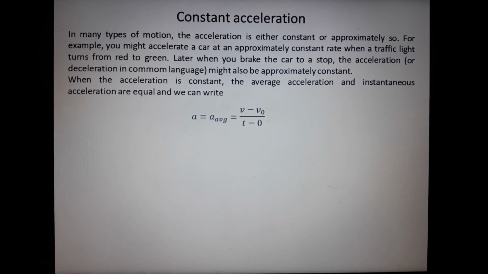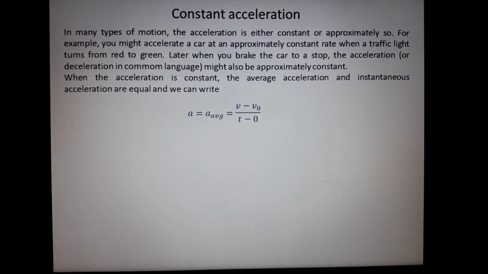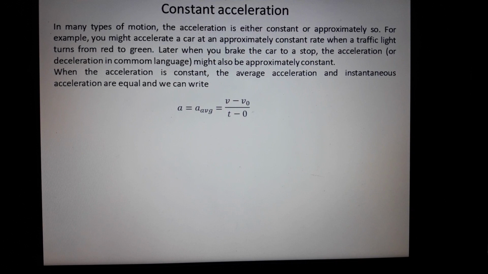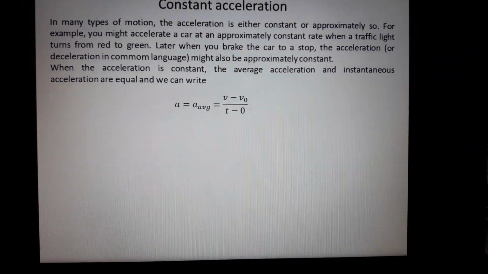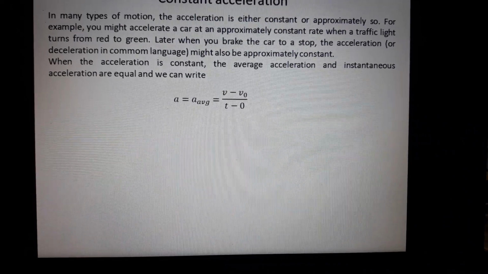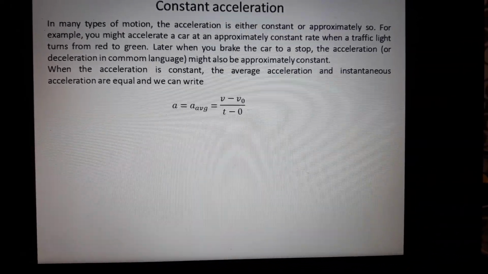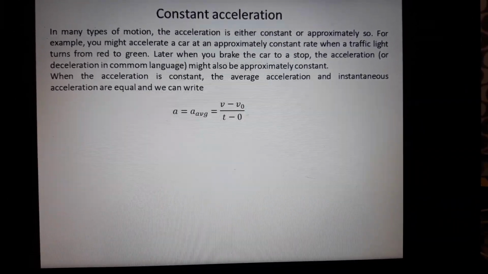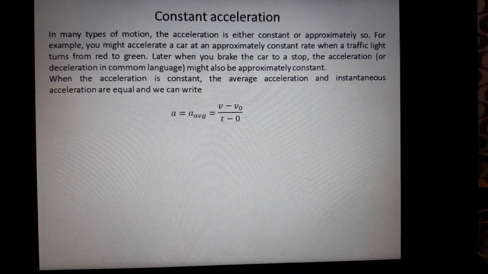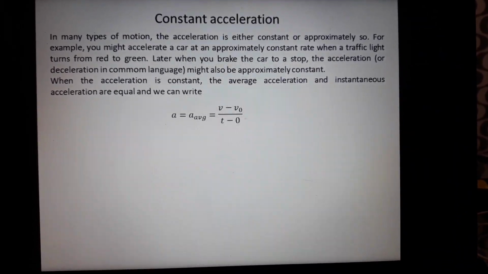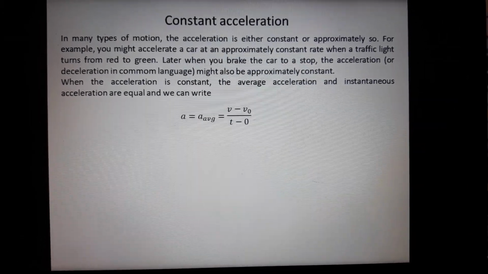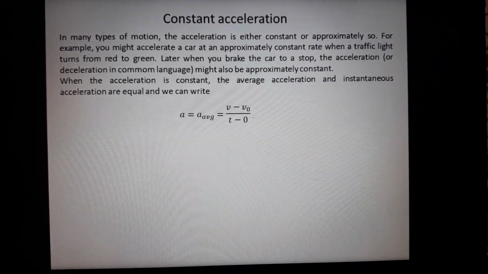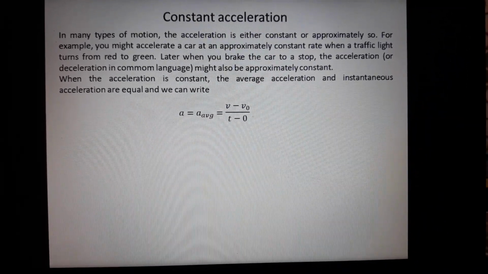Hello folks, today we are going to see constant acceleration. In many types of motion, the acceleration is either constant or approximately so. For example, you might accelerate a car at an approximately constant rate when a traffic light turns from red to green. Later, when you brake the car to a stop, the acceleration, or deceleration in common language, might also be approximately constant. So we have a lot of things in daily life that we can understand as constant acceleration.